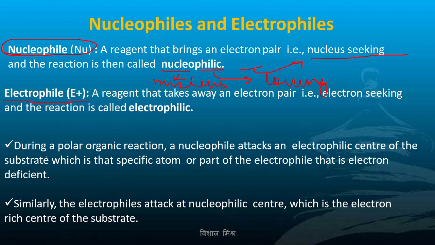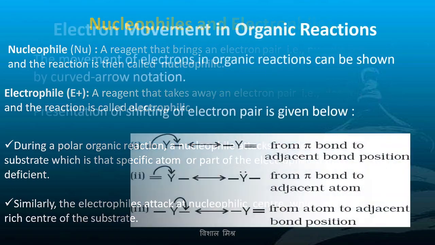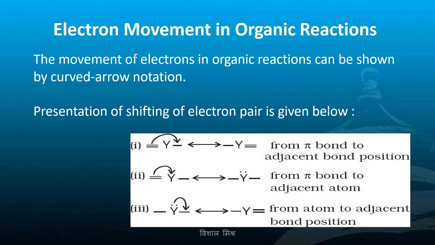During a polar organic reaction, a nucleophile attacks an electrophilic center of the substrate. Similarly, the electrophile attacks a nucleophilic center, which is the electron rich center. Electron rich means having an excess of electrons. Now, electron movement in an organic reaction. You just need to know these basic things because in class 12 all of this will be required.